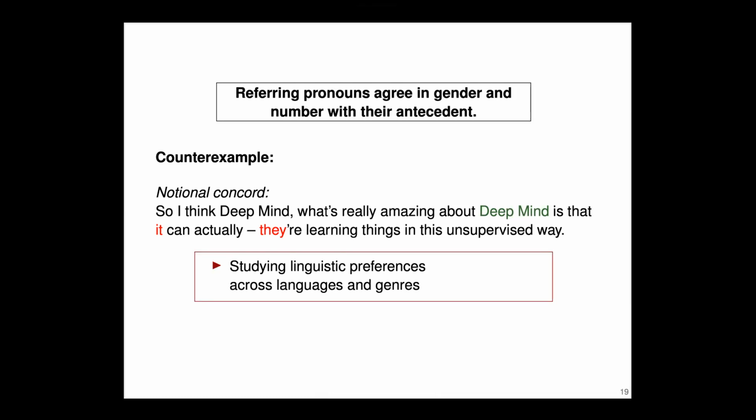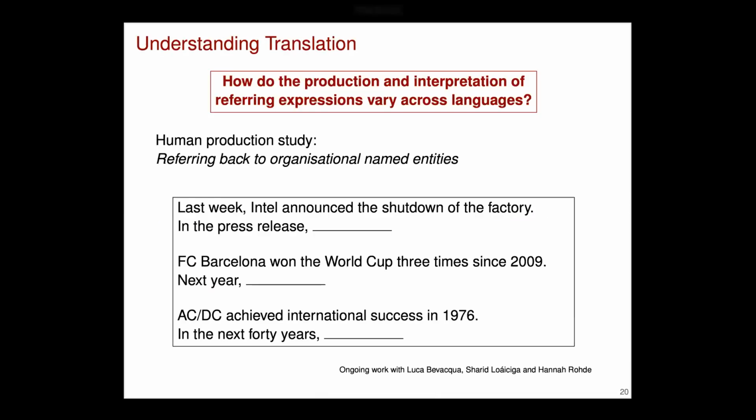So what we've done here is we studied linguistic preferences across languages and genres with the help of studies with humans. And the question that we asked here is, how do the production and interpretation of referring expressions vary across languages? We ran human production studies about referring back to organizational named entities, where we presented participants with prompts like these: Last week, Intel announced the shutdown of the factory in the press release, and then we asked participants to provide a continuation of the sentence here. And the prompts were designed in such a way that we hoped they would produce another reference to the named entity that we have here.